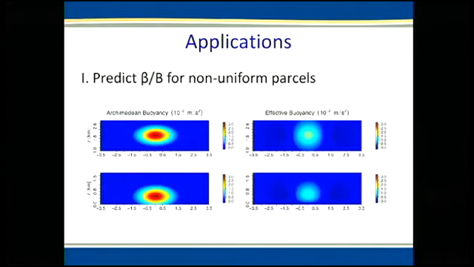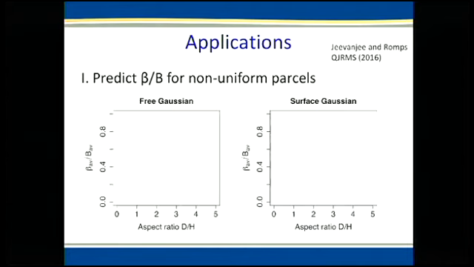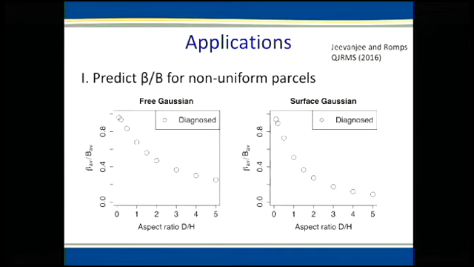So what I'm going to do is consider two sets of these bubbles, one set of free bubbles and one set of surface bubbles. And for each bubble, I'm going to average the effective buoyancies and separately average the Archimedean buoyancy over the volume, and then take their ratio. And I'm going to do this for several different aspect ratios. And I'm going to do this all numerically. So I solve the Poisson equation for beta numerically, divided by the average Archimedean buoyancy, and this is what I get. So this is all numerics.